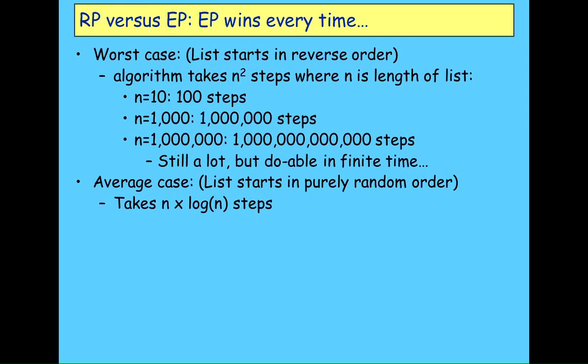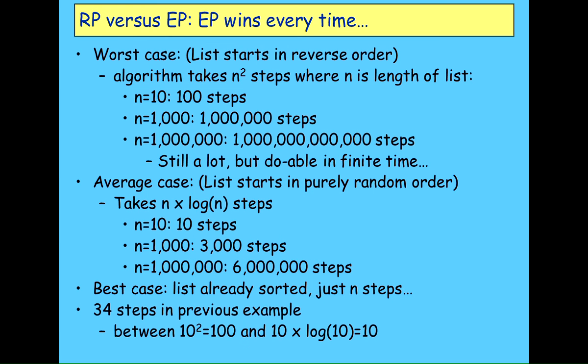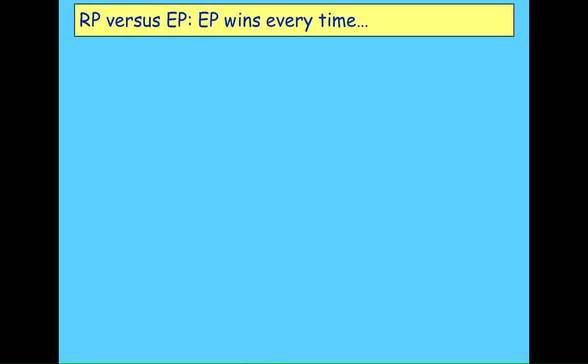So the average case for this type of problem is n times the log of n, and that means that if there's 10 items, it'll take 10 steps, because that's 10 times the log of 10, which is 1. If there's 1,000, it'll take 3,000 steps. If there's 1,000,000, it'll take 6,000,000 steps. It'll get there. So that's easy, that's doable, that's the sort of thing you can rationally decide the optimum outcome on.